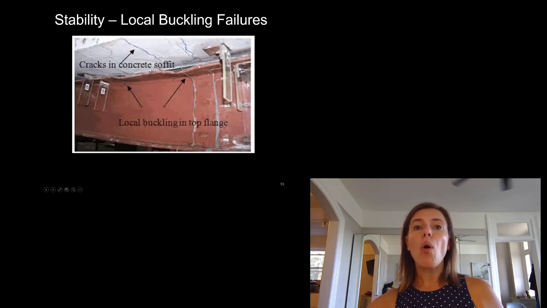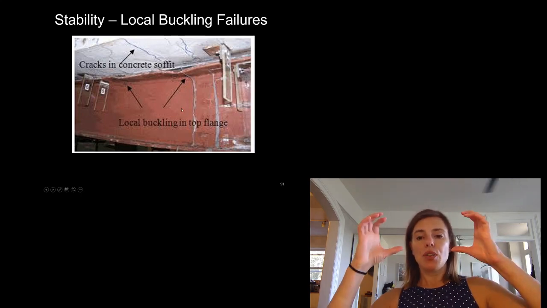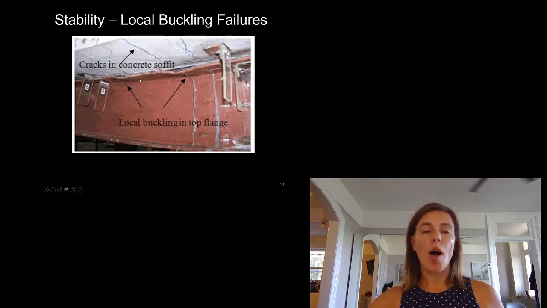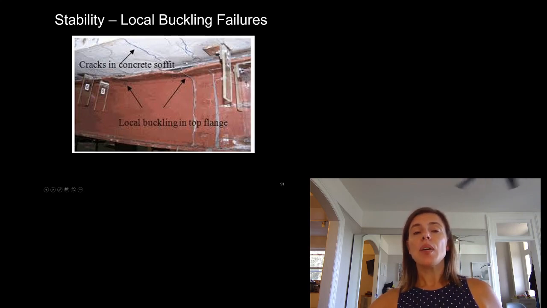Here is local buckling in the top flange of a beam in compression. So you can see it's bending, the bottom is in tension, and the top is in compression. So we're getting local buckling here. Ultimately, this is being restrained from lateral torsional buckling because it's connected to this concrete right here.